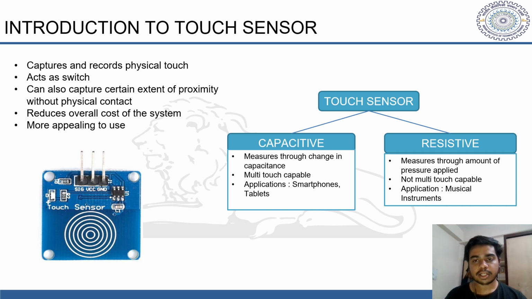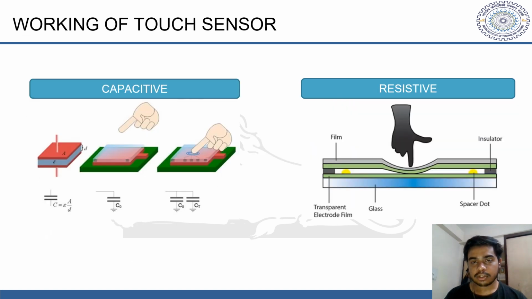So touch sensors are more popularly categorized into two types, capacitive and resistive based touch sensors. Now, capacitive touch sensors measure through change in capacitance, and resistive touch sensors measure through the amount of pressure applied. Capacitive touch sensors are multi-touch capable and resistive ones are not. Capacitive touch sensors are used in smartphones and tablets. So we could say that capacitive touch sensors are dominating the market. Resistive touch sensors, on the other hand, are used in musical instruments or ATM machines.